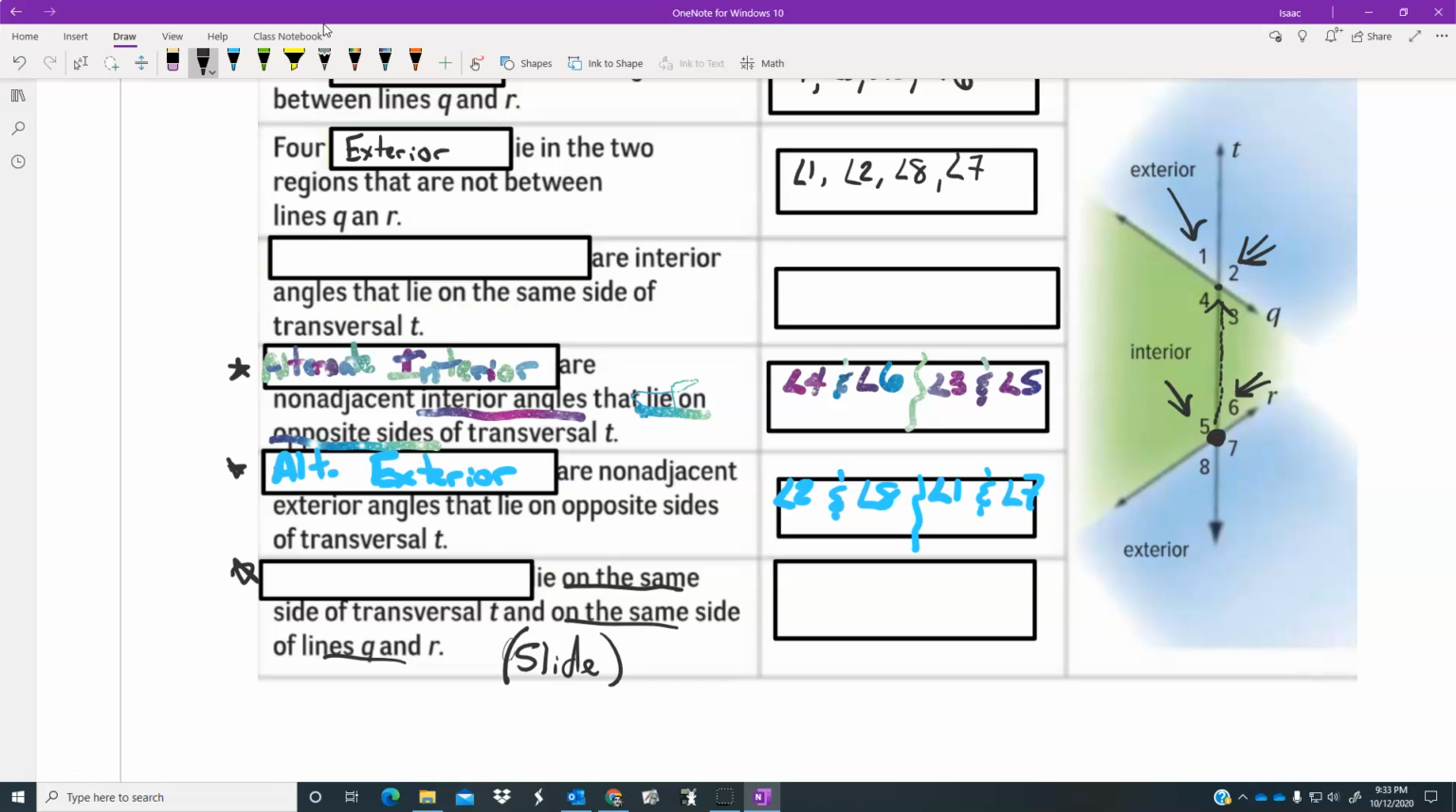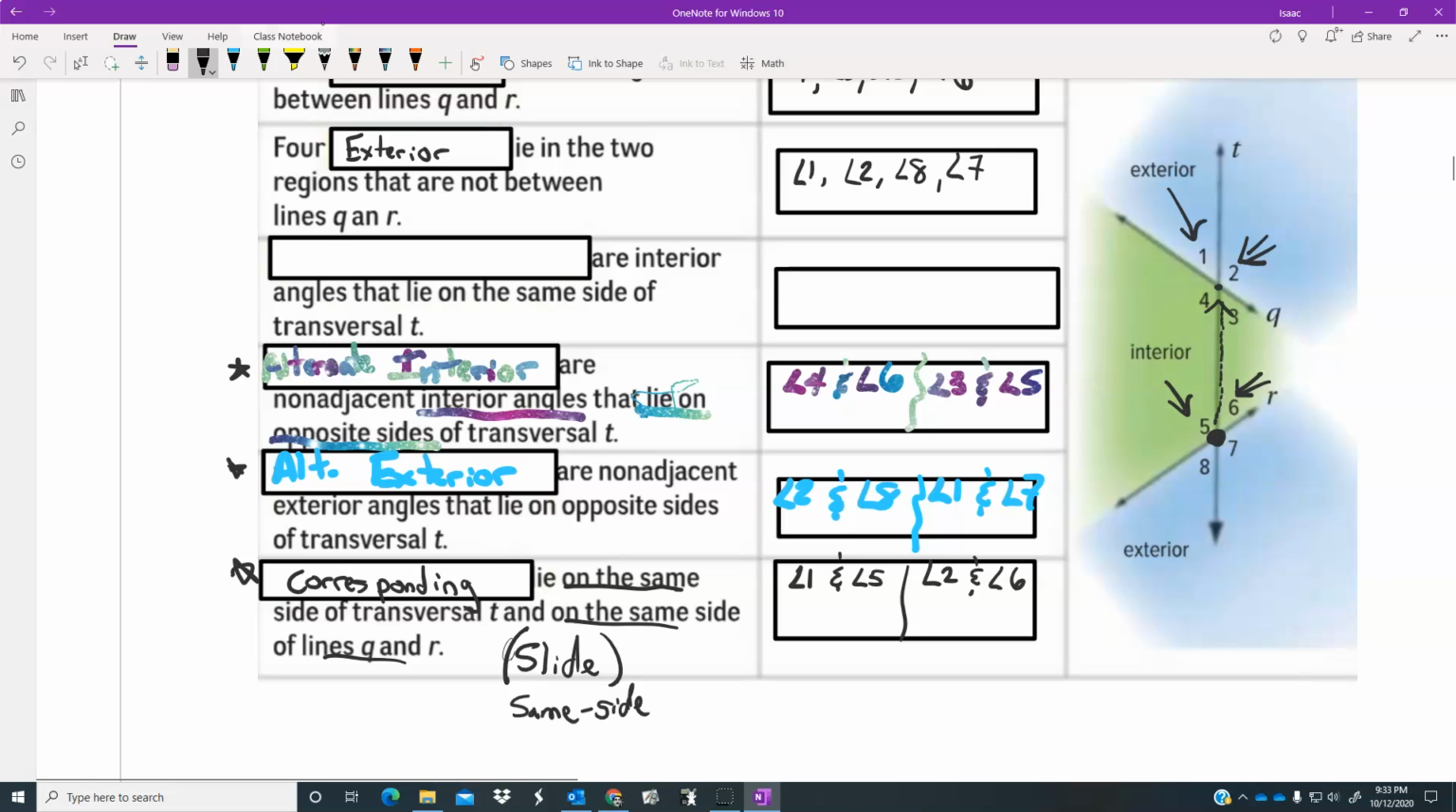These kind of angles, and we'll kind of write those down, 1 and 5, and 2 and 6, are referred to as corresponding angles. Now the key here is that you got to remember that they have to be on the same side of the transversal, but they slide. Slide, same side. That's kind of the easiest way to remember it.